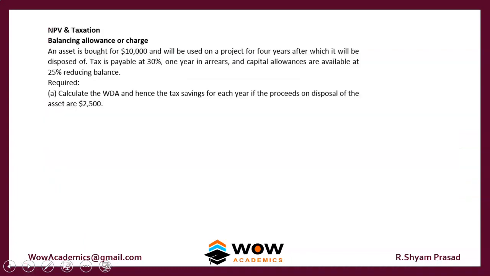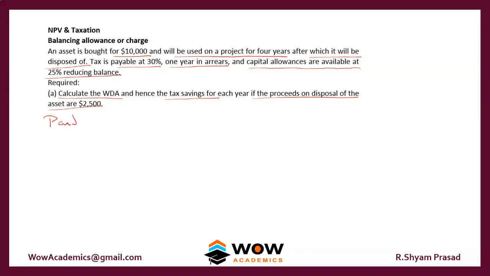So we have a problem here, we will try to do this one. An asset is bought for 10,000 and will be used on a project for 4 years, after which it will be disposed of. Tax payable is 30%, but it is payable in 1 year in arrear. Capital allowances are available at 25% reducing balance method. Calculate the WDA. So WDA is the depreciation and the tax savings for each year if the proceeds on the disposal of the assets are 2,500. So we'll work out this problem here.